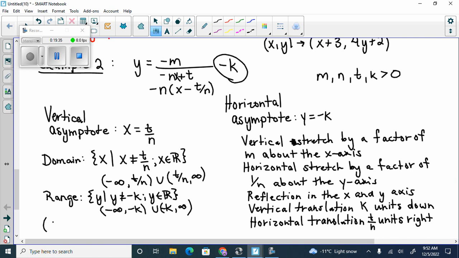So then we have x, y becomes negative 1 over n times x plus p over n, comma, negative m y minus k, if that isn't confusing at its finest.